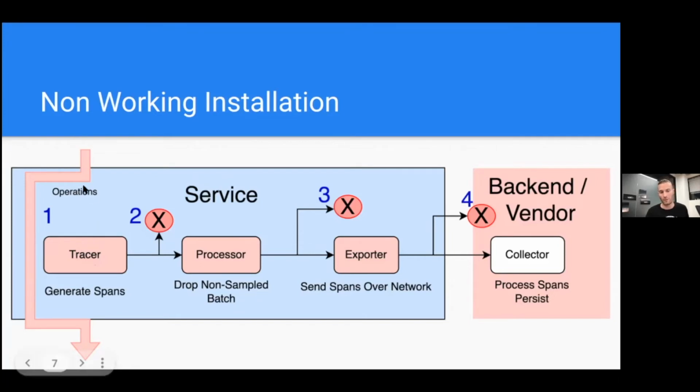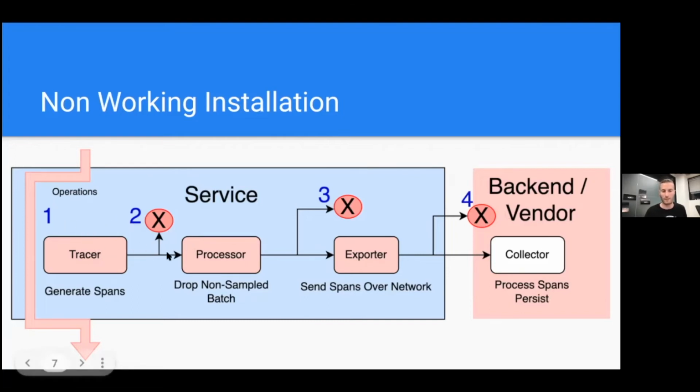So we have here an operation. This operation, in an ideal installation, should have created spans, but the tracer is for some reason not being invoked. No spans are being generated, so the pipeline doesn't even begin, and that could be a very common reason why we don't see any spans in our backend, in Jaeger or a vendor or whatever.